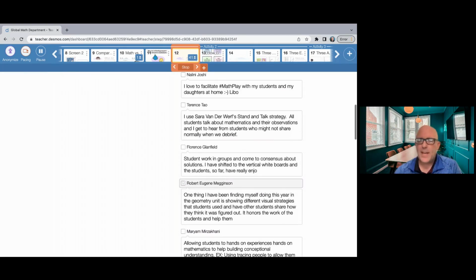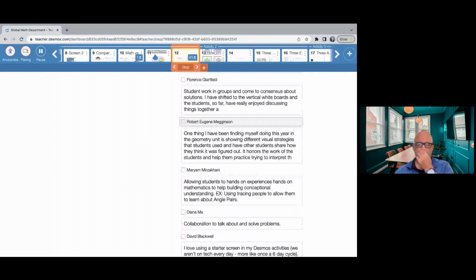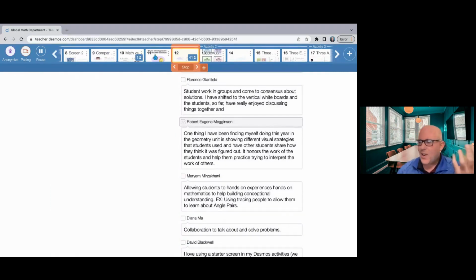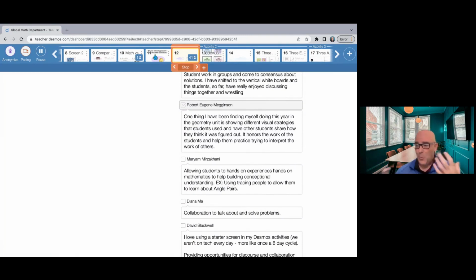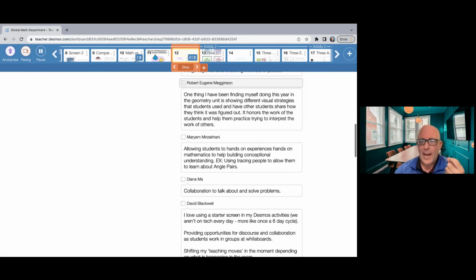Student work in groups. Again, this idea of groups. Yeah, and just sharing what's actually happening. We talked about this idea of patterns and relationships. We should be having that same thing happening for our students, relationships going through the classroom with conversation.